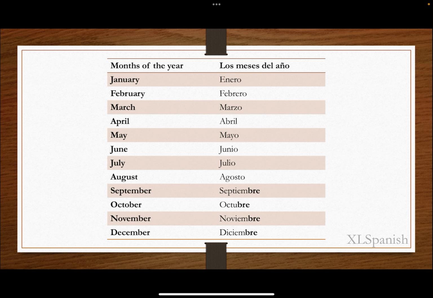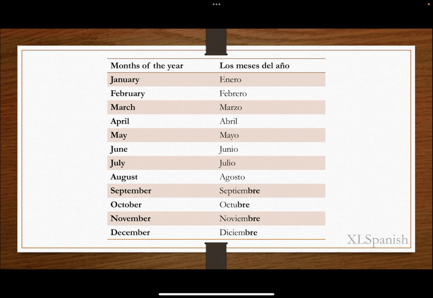September is derived from the Latin word septem, meaning seven. So seven months after March. In Spanish, it's septiembre. October comes from the Latin word octo, meaning eight. Eight months after March. In Spanish, it is octubre.